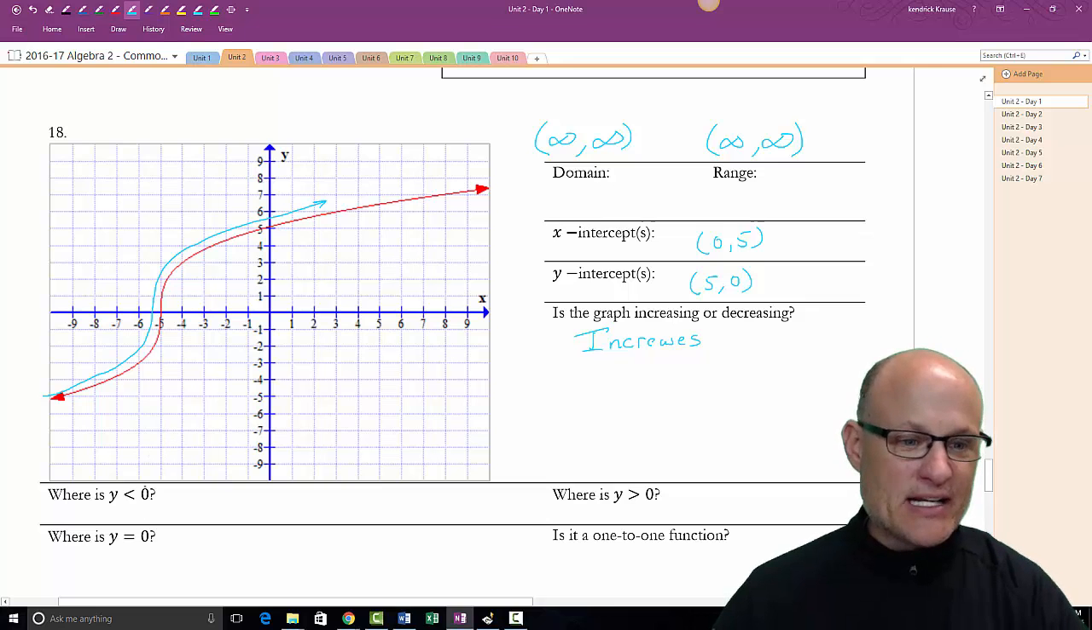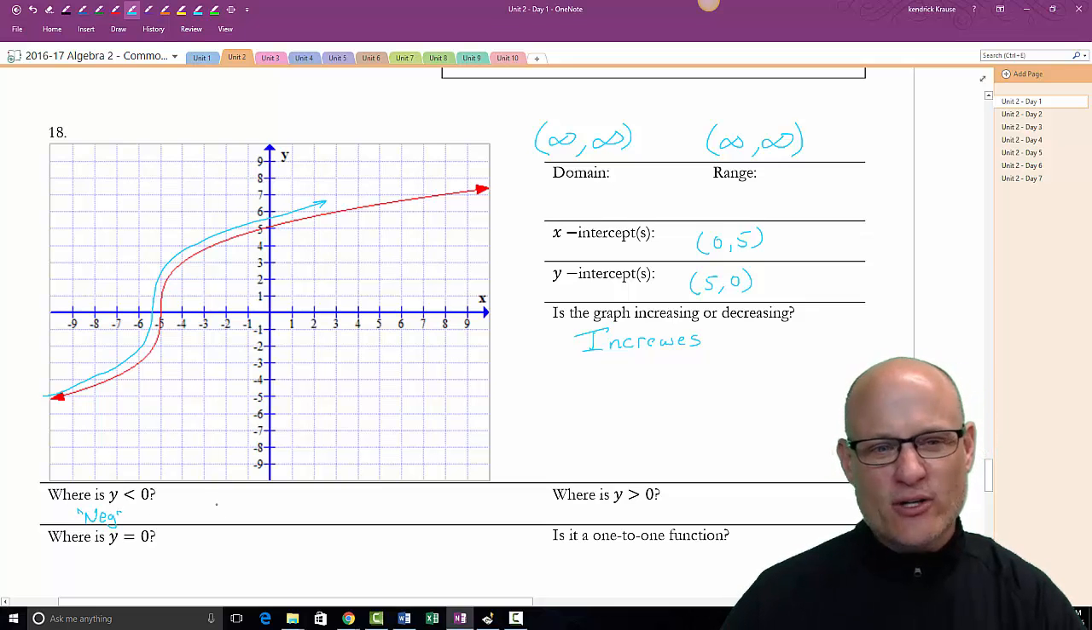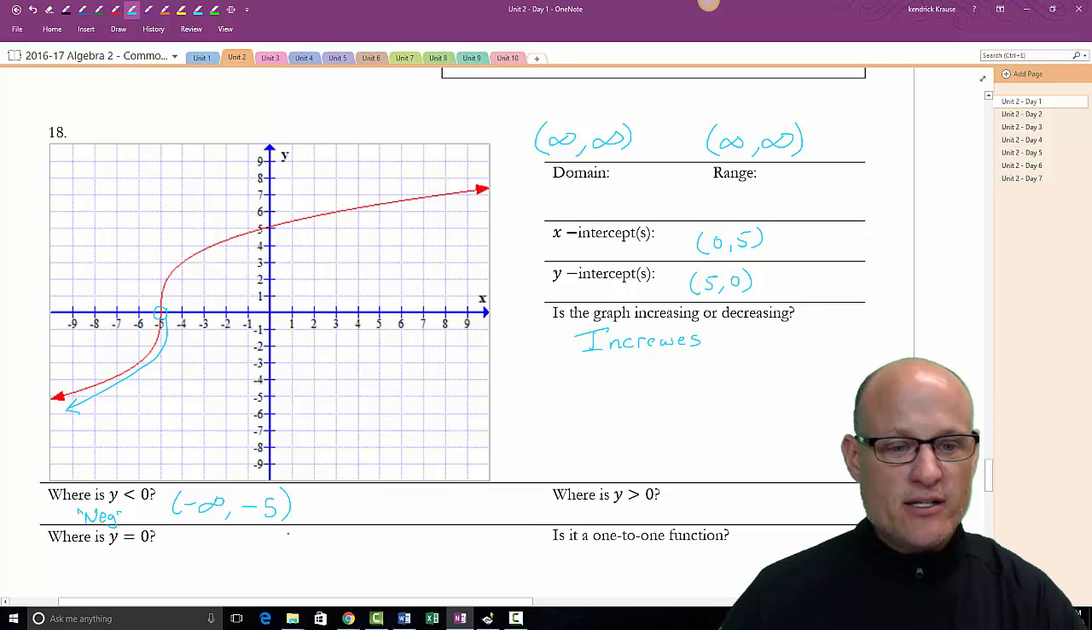Where is y less than 0? This means where is y negative? Where is y going to be negative? And if you remember from the last unit, negative means below the x-axis. So here, going in this direction, we are below the x-axis. So from negative infinity all the way up to -5, you can't include -5 because that's where it's equal to 0. It's less than 0. Where is it equal to 0? At y equals -5.